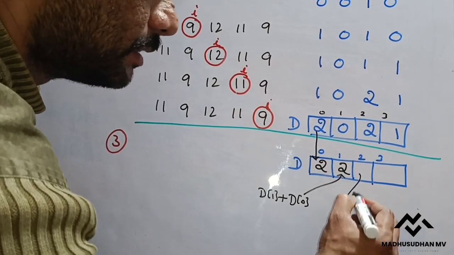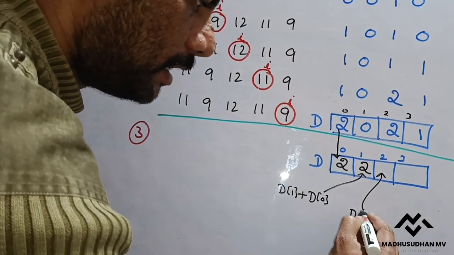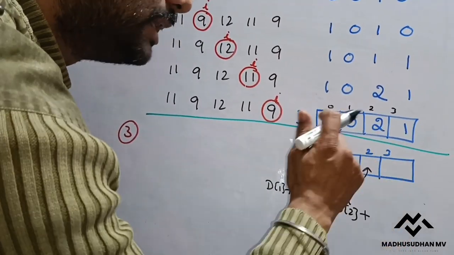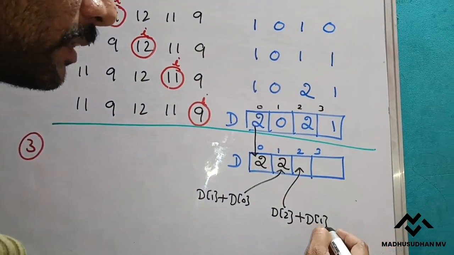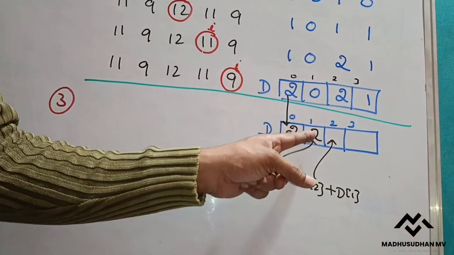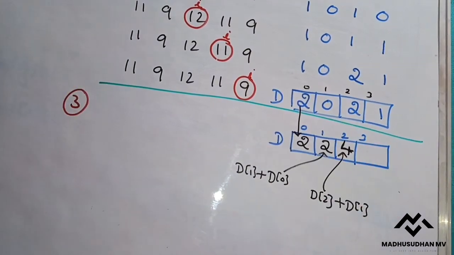Next, this element. Again, this element is nothing but its current present element D of 2, plus its previous, that is D of 1. D of 2 is right now 2. D of 1 is what? Right now D of 1 is 2. 2 plus 2, 4. So this is my 4.